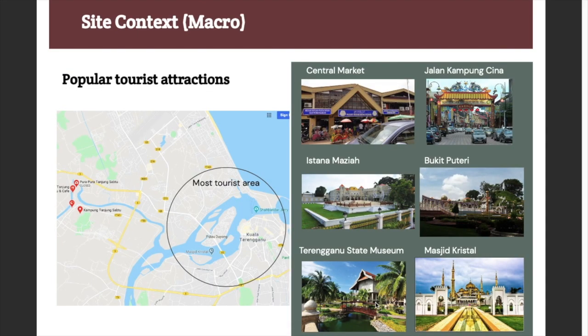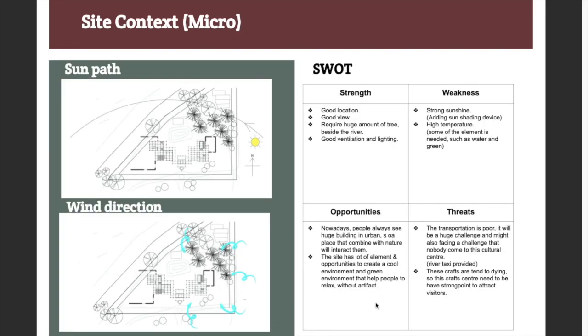So I have done the site context. The macro site context shows that the most tourist area is at the beach part, and then there are few places. And for the micro site context, the sun path, the wind direction, and the SWOT are designed.